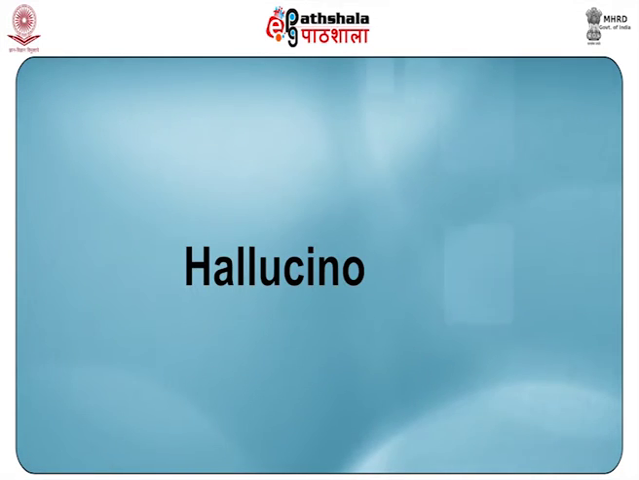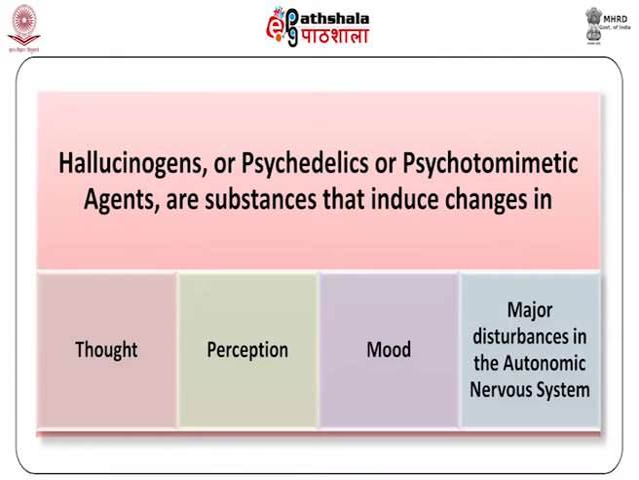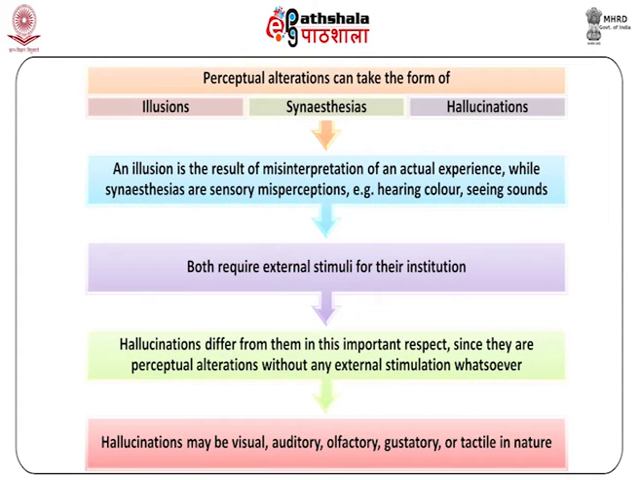Next in line are the hallucinogens. Hallucinogens, also known as psychedelics or psychotomimetic agents, are substances that induce changes in thought, perception, and mood without causing major disturbances in the autonomic nervous system. Perceptual alterations can take the form of illusion, synesthesias, or hallucinations.